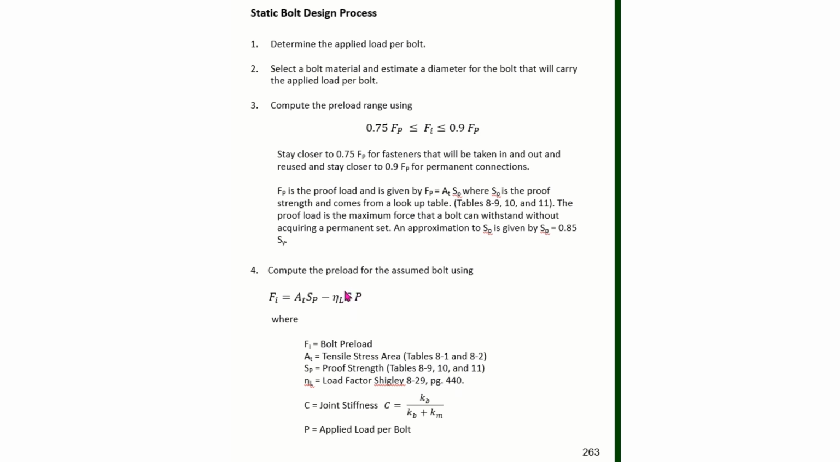C here is the challenge to compute. C is called the joint stiffness, and it is computed by taking the stiffness of the bolt divided by the sum of the bolt stiffness and the member stiffness. So C is KB over KB plus KM. So C is a challenge to compute because we have to go get the bolt stiffness and the member stiffness. P is the applied load per bolt.